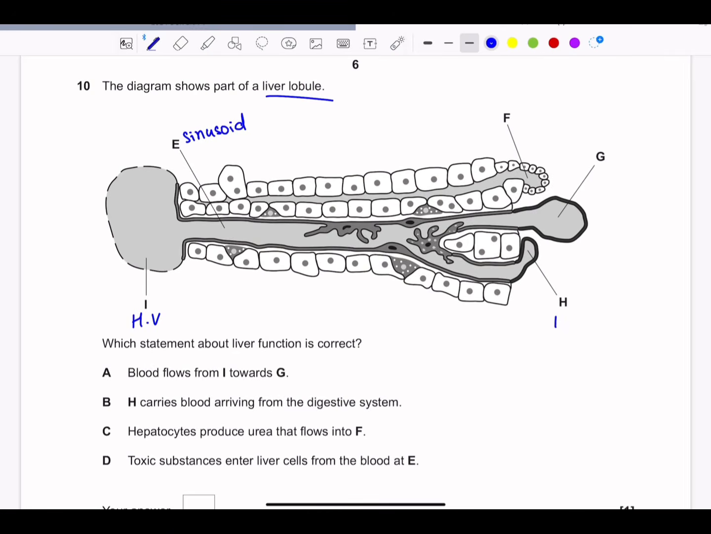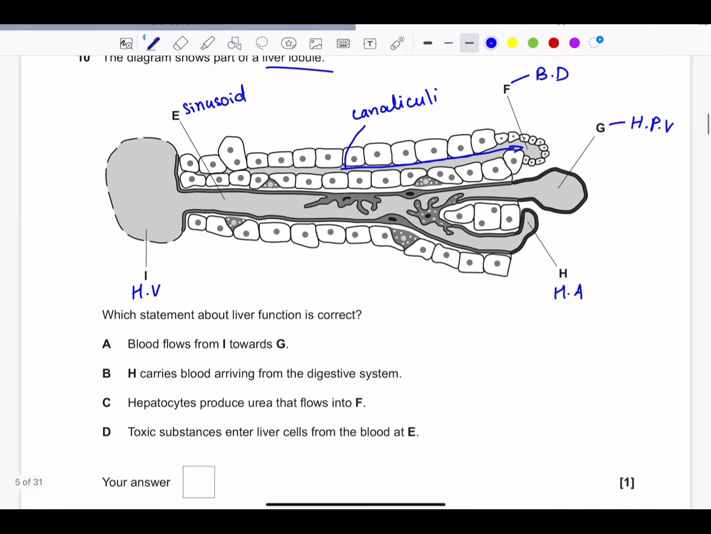H over here is the hepatic artery, and the way you can tell is because it has a smaller diameter than G, which happens to be the hepatic portal vein. And lastly, F is the bile duct. Yep, that's a bile duct, and this in the middle is known as the canaliculi. Sorry, that's not spelled right. Canaliculi. That is where the bile is collected for when it drains into the bile duct.